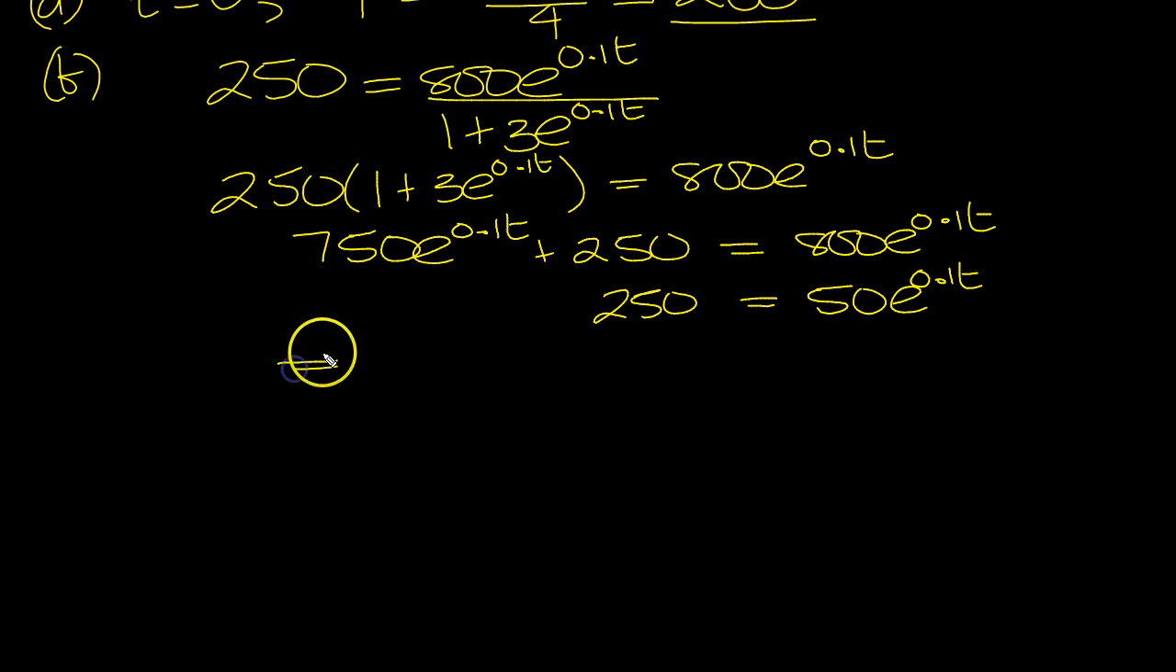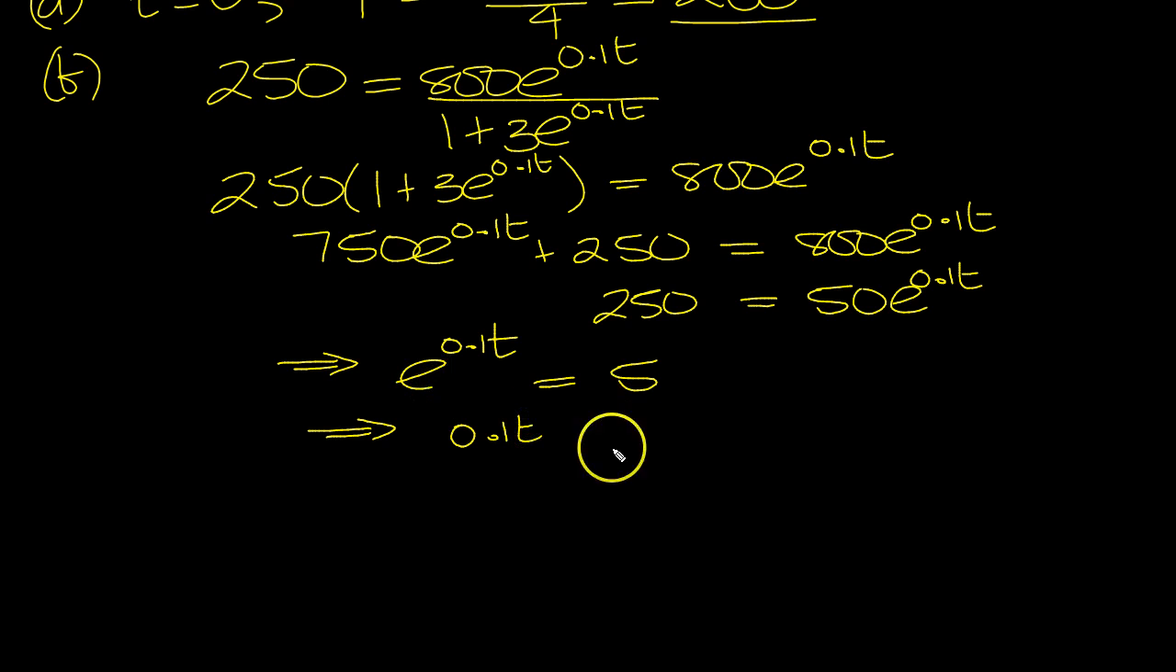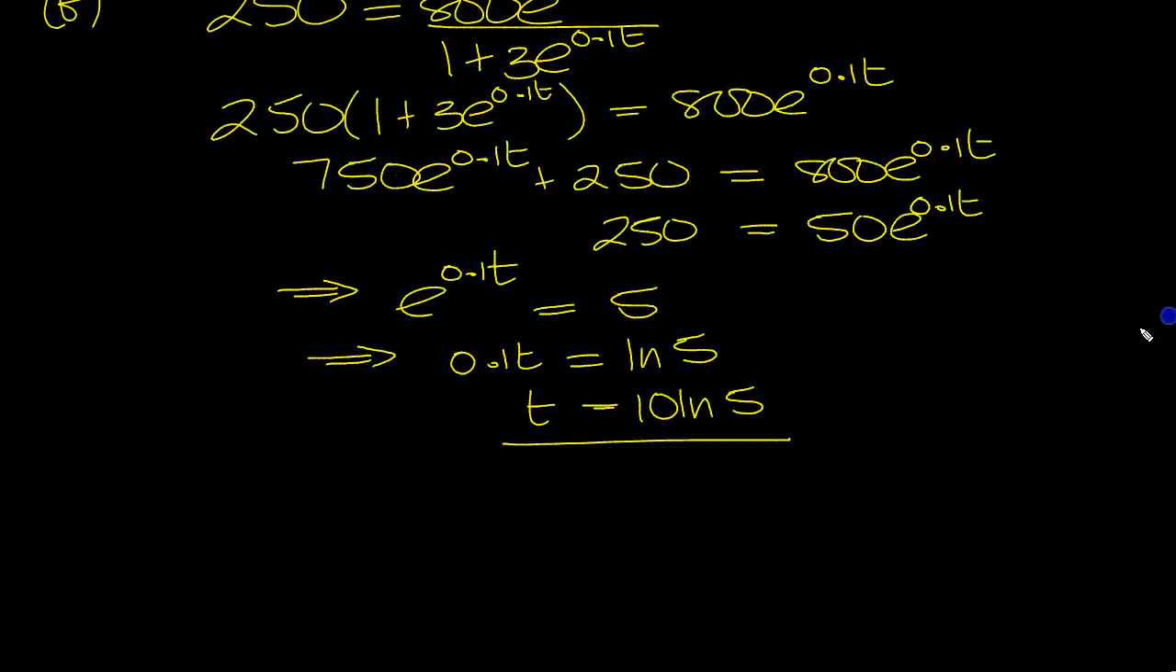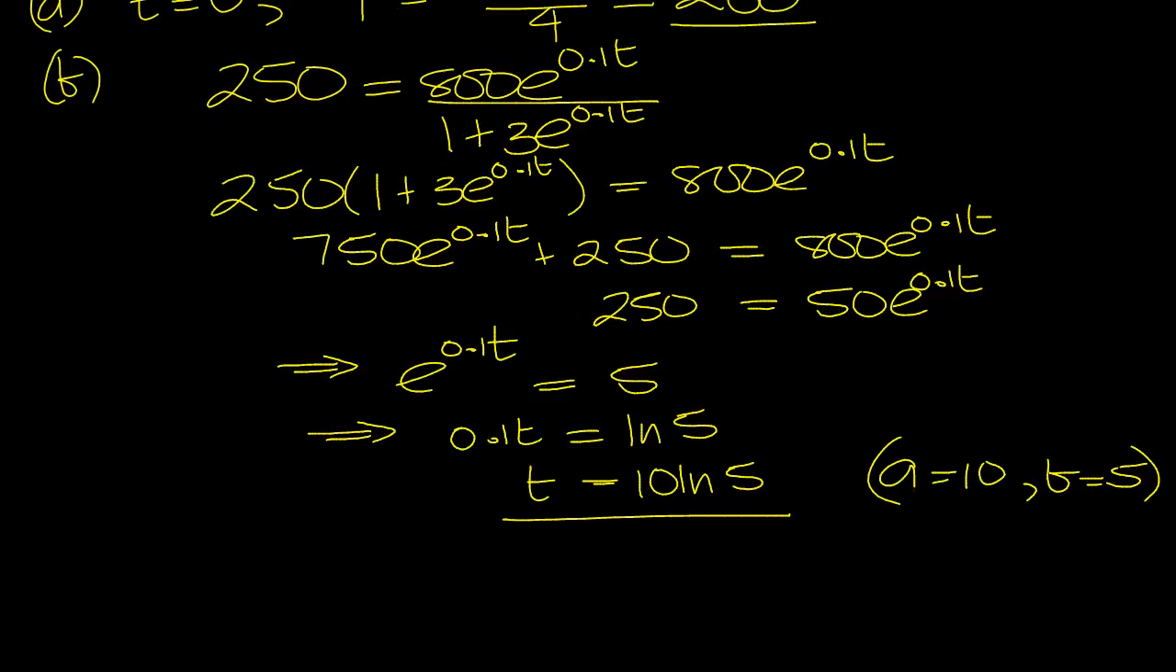Okay, so that tells us then that e to the 0.1 T is equal to 5, 250 over 50. So that tells us that 0.1 T then, move the e down and write the logarithm. And then T, that's over 10, so move it up: 10 log 5. So T is equal to 10 log 5. A and B are integers, which is what we wanted. A is 10, B is 5. So that's part B.